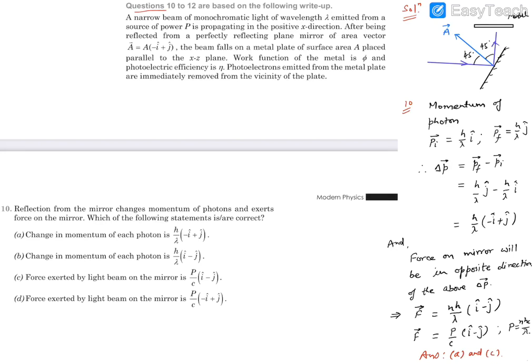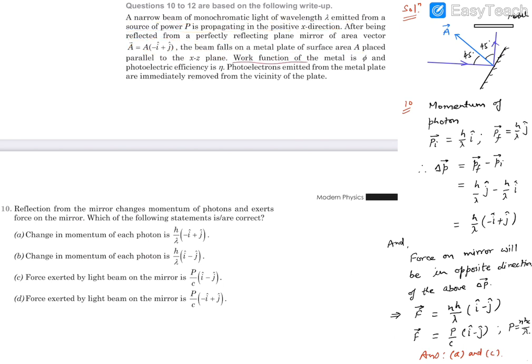Consider the passage containing questions 10 to 12. The write-up is here. Let me read that first. It says a narrow beam of monochromatic light of wavelength lambda, emitted from a source of power P, is propagating in the positive x direction after reflecting from a perfectly reflecting mirror which has this as its area vector. The beam falls on a metal plate of surface area A placed parallel to the xz plane. So here I have drawn this picture for these wordings.